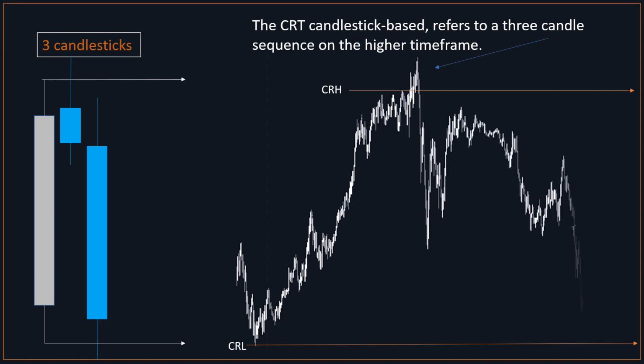And price started dropping to the downside after sweeping liquidity. This is a perfect demonstration of the candle range theory in a smaller time frame. These principles apply to both bullish and bearish markets. You can use them across different time frames and on any price action-based chart.